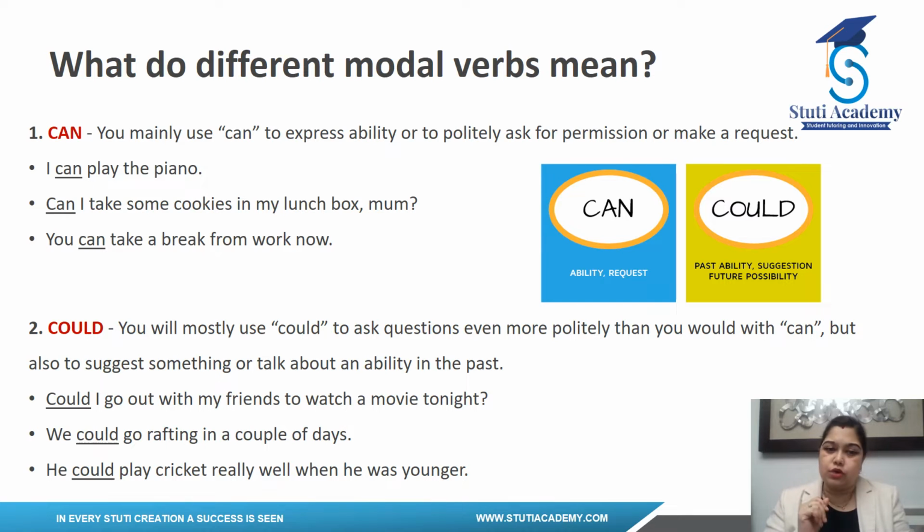Can I take some cookies in my lunchbox, Mom? So what is this can doing here? Can is politely asking for permission. So, can I take some cookies? I'm asking my mother for permission.